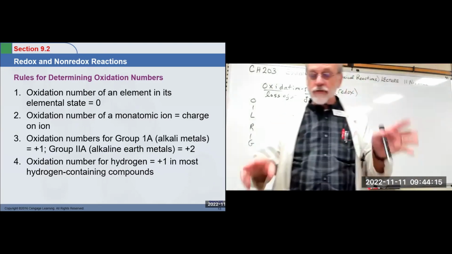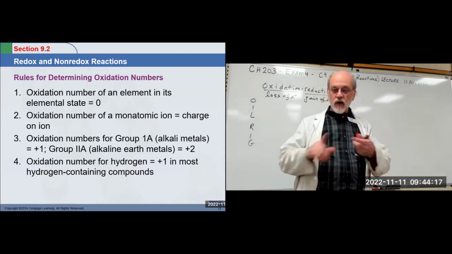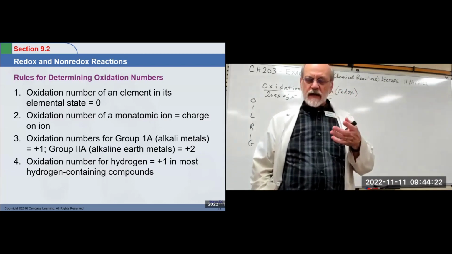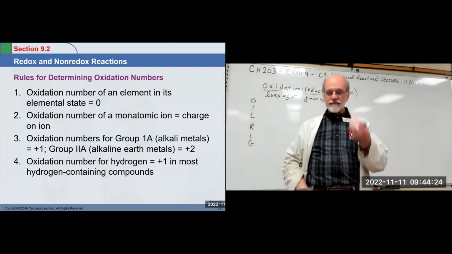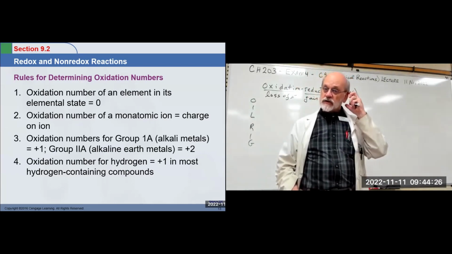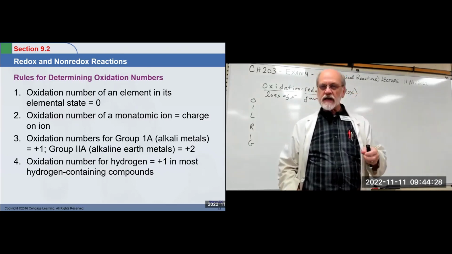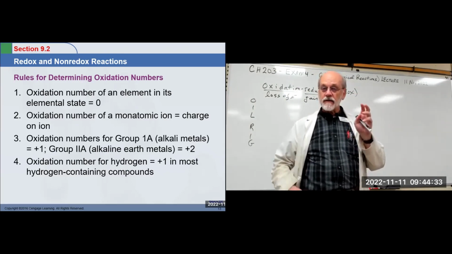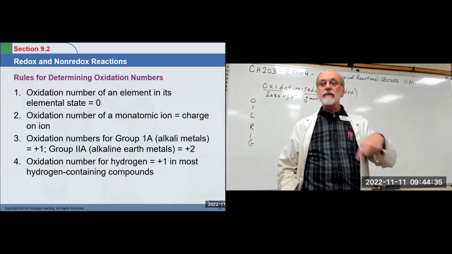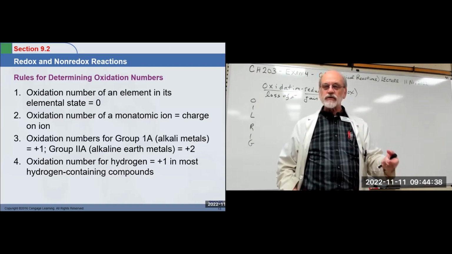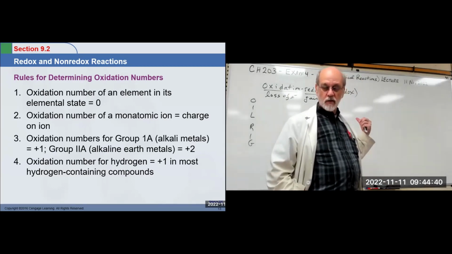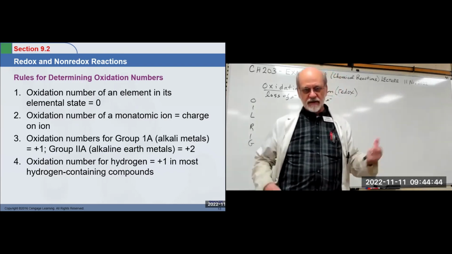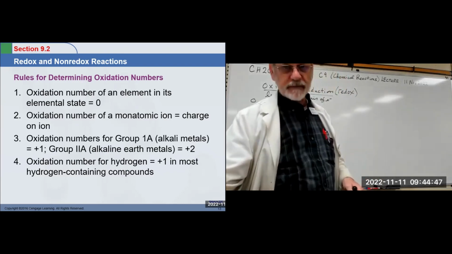At this point, we're just going through the rules. This is how you tell what's what. And these rules give you a starting point, an anchor, so that you can determine the oxidation states of most elements in a compound. And then the ones that we don't have rules for can be calculated once the rules tell you what the oxidation number is for the other elements. That's why we're doing this.